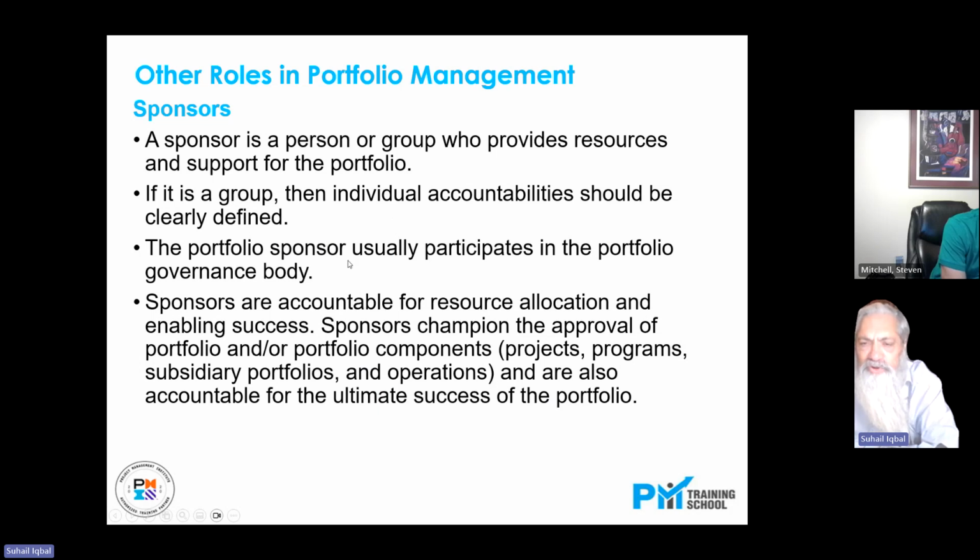The portfolio sponsor usually participates in the portfolio governance body. So basically, it's not the portfolio manager. Portfolio sponsor is like a boss to the portfolio manager, and he is one of the members of the governance body of the portfolio. Again, portfolio governance body is senior to the portfolio manager, right? And in a way, portfolio sponsor is the boss of the portfolio governance body, and naturally other executives would be included in that. Sponsors are accountable for resource allocation and enabling success.